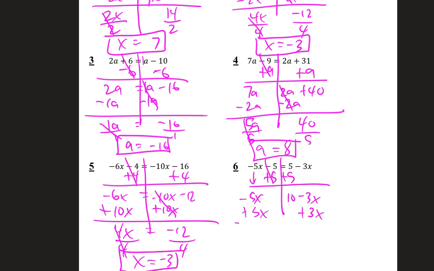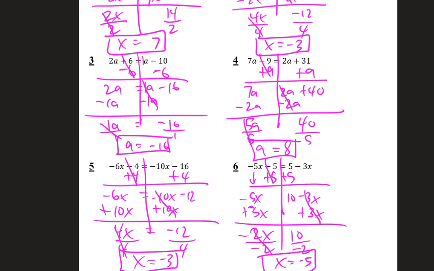We're going to add 3x over there. That gives us negative 5 plus 3 is negative 2x. We're going to bring down our 10, and those cancel out. Last step, we're going to divide by that negative 2, so x equals negative 5.